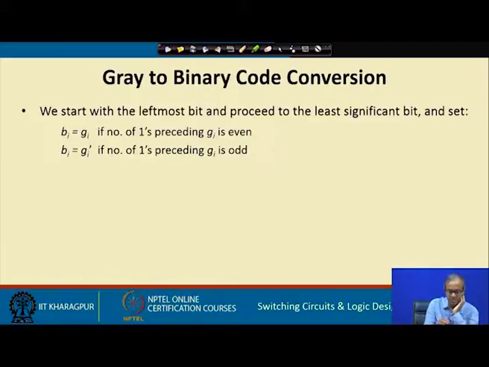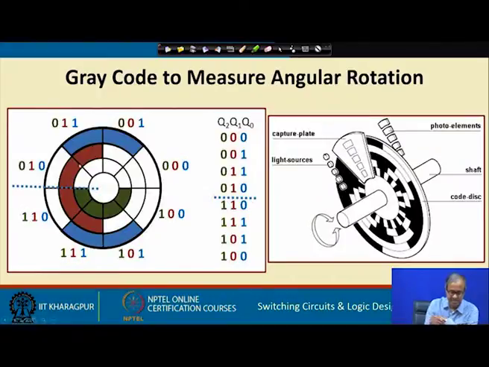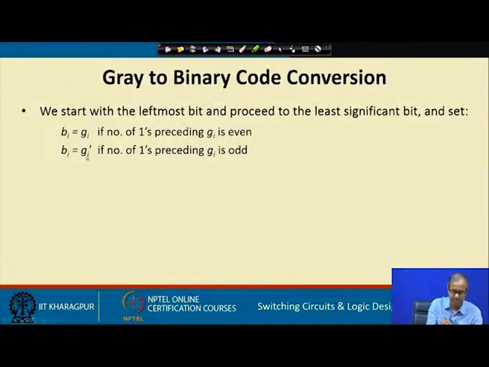Well, the rule is fairly simple, as you can see. We start with the leftmost bit position and move towards the right, and the rule is the binary bit is said to be the same as the gray code bit if the number of ones preceding g_i is even, and we set it to the complement, g_i dash, where dash indicates the complement, if the number of ones preceding g_i is odd. Okay.